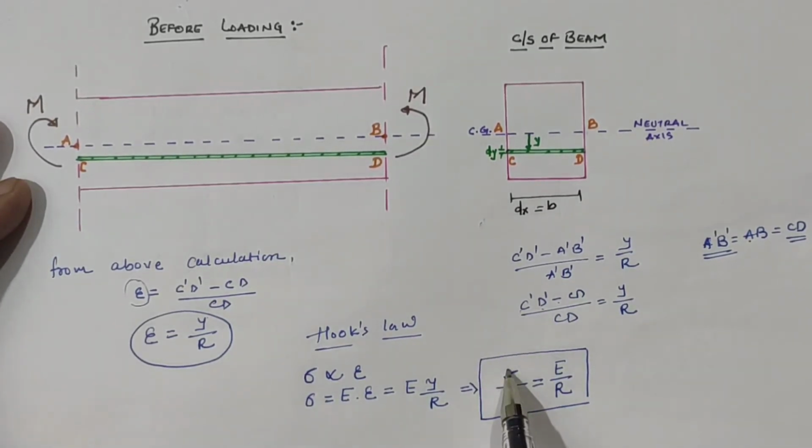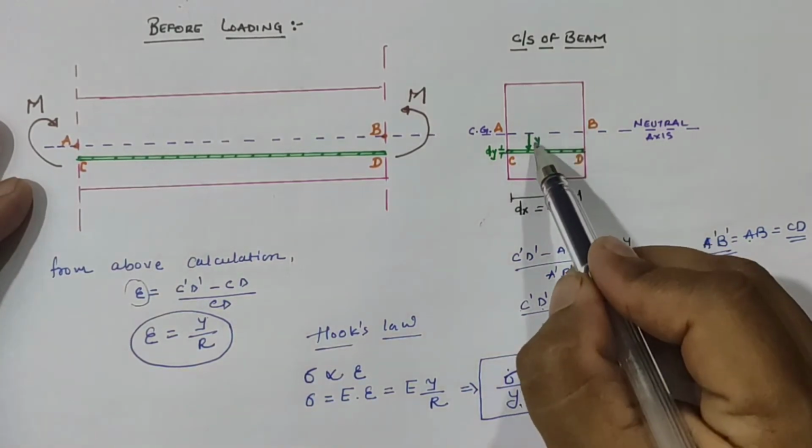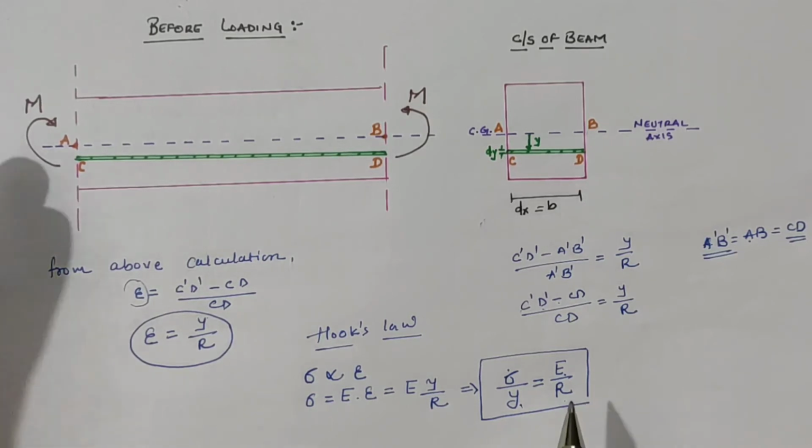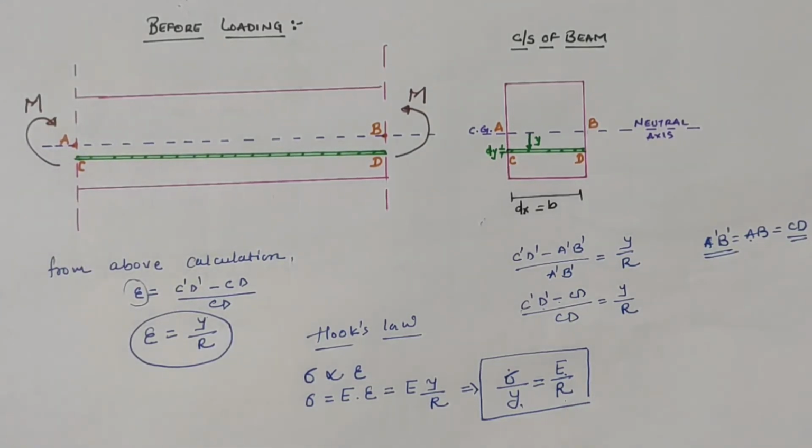So this equation is one part of the bending stress equation, sigma by y, where sigma is equal to stress, y is equal to neutral axis layer value, E is the modulus of elasticity, which is 2 into 10 raised to 5, and R is the radius of curvature of the bending curve after the loading on the beam. So let us go ahead for the next part of the equation.